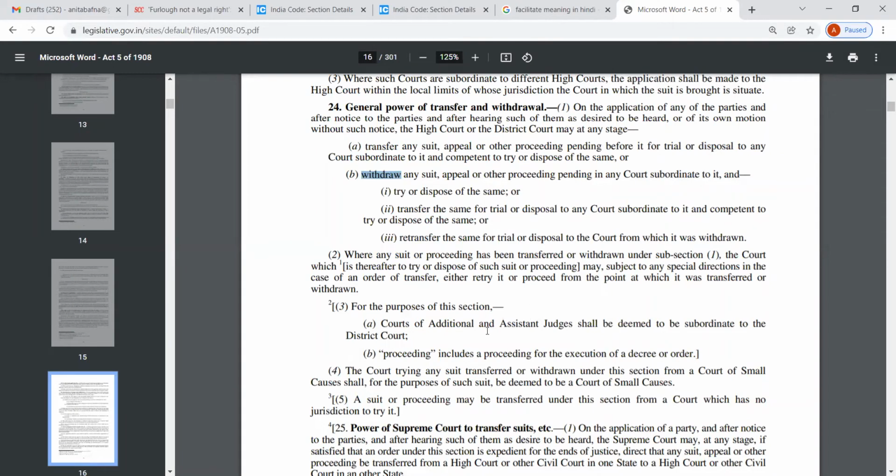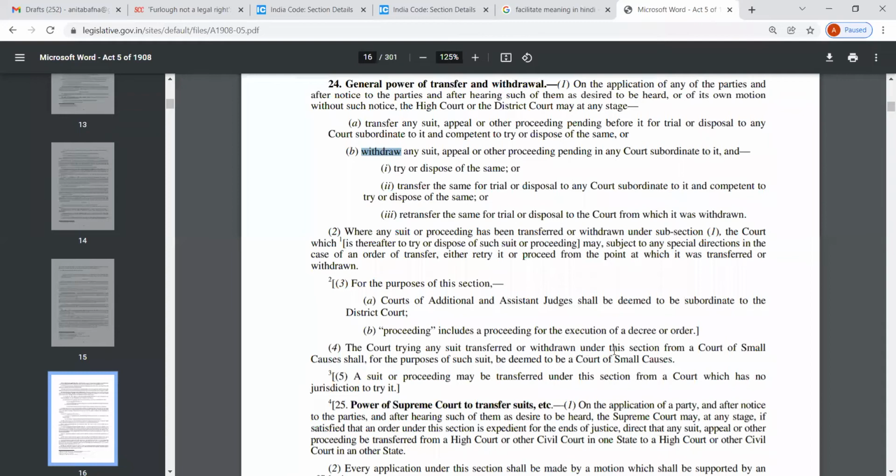For the purpose of this section, courts of additional assistant judge shall be deemed to be subordinate to the district court. Proceeding includes the proceeding for the execution of a decree or order as well. मतलब execution भी हो सकता है, जरूरी नहीं कि वो trial ही चले. The court trying any suit transferred or withdrawn under this section from a court of small causes shall, for the purpose of such suit, be deemed to be a court of small causes. A suit or proceeding may be transferred under this section from a court which has no jurisdiction to try it.